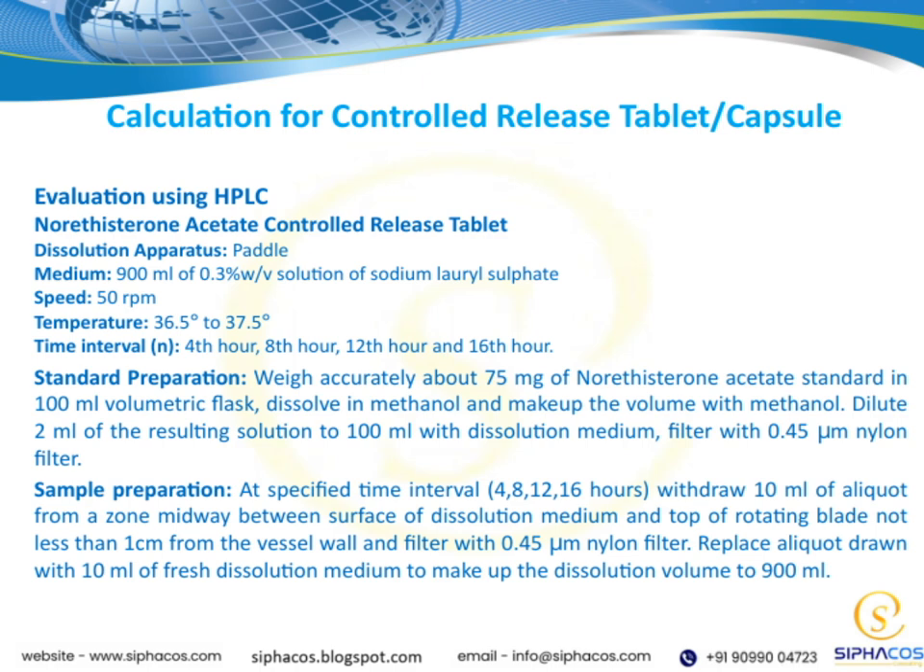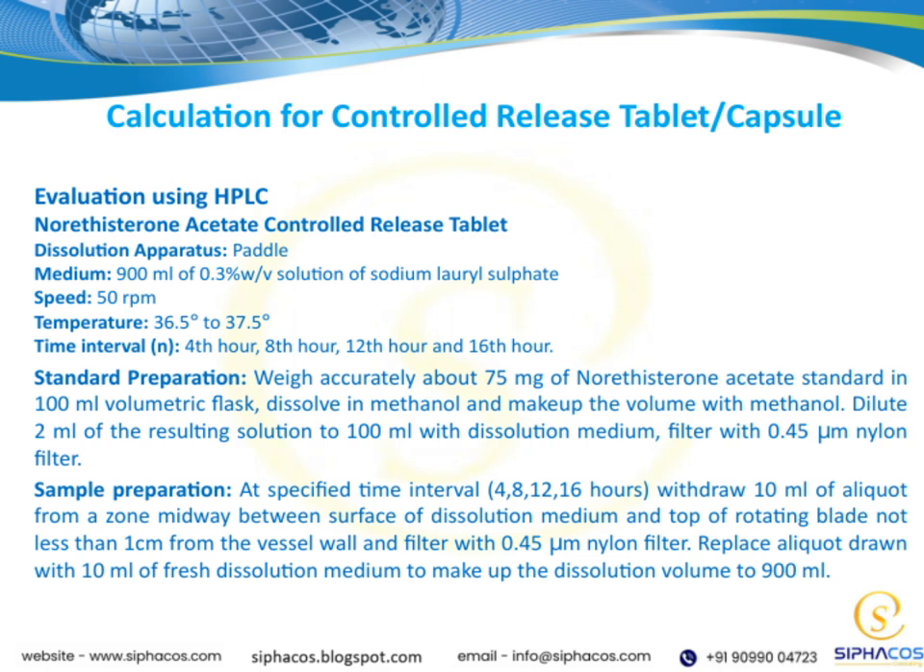To maintain the volume, we replace the withdrawn aliquot with an equal volume of fresh dissolution medium, bringing the total volume back to 900 milliliters. Finally, for calculating the drug release profile from the controlled release tablet or capsule, we analyze these samples via HPLC, comparing the results to our standard.